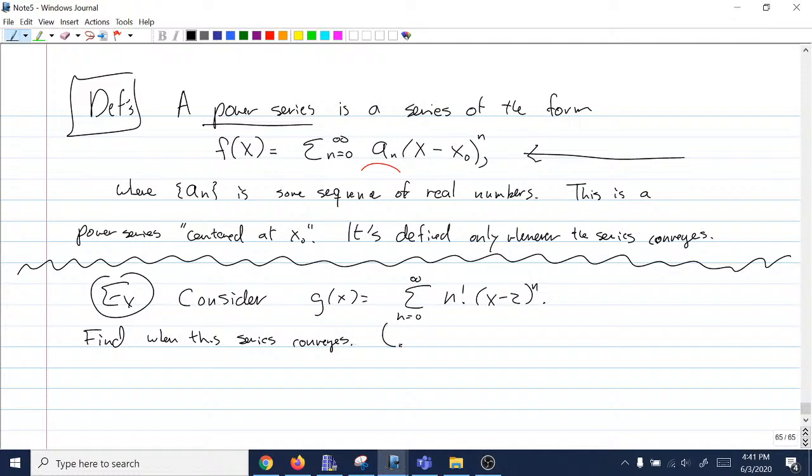I'm actually going to give you more detailed instructions that are going to use some words we haven't defined yet. I'm going to tell you to find the radius and interval of convergence.